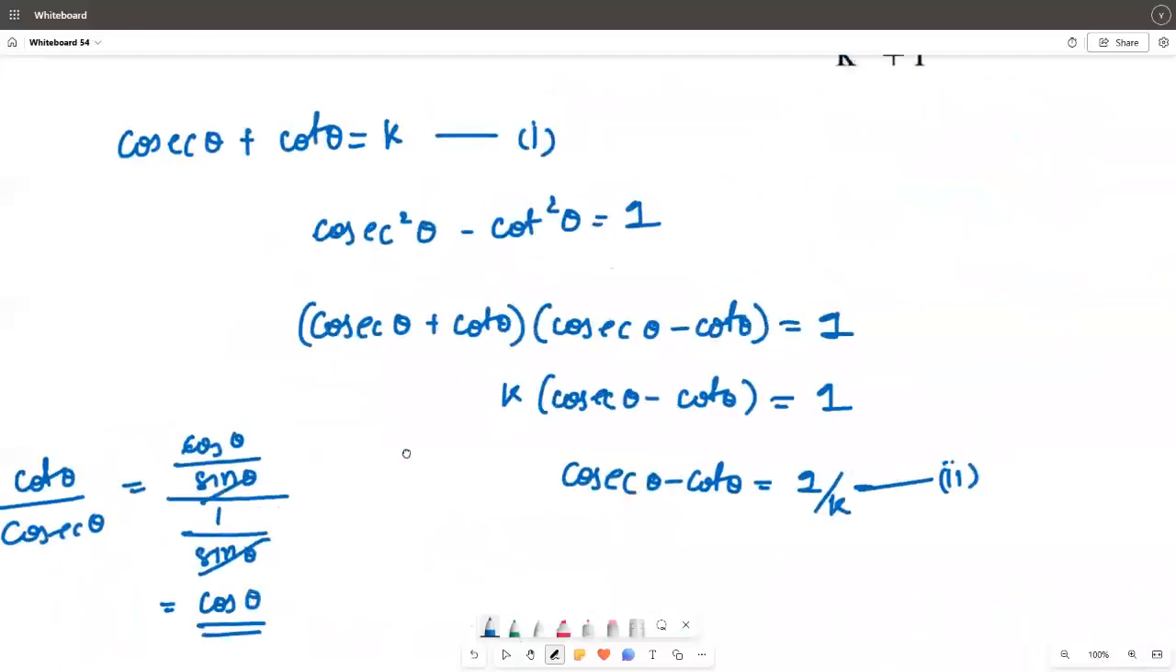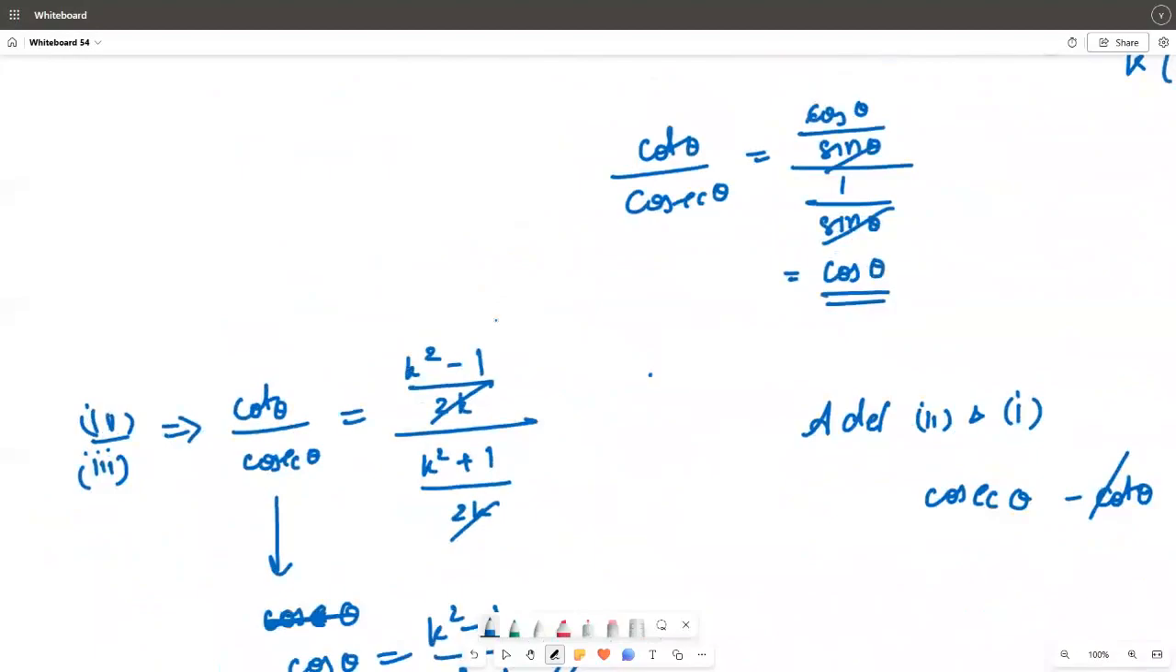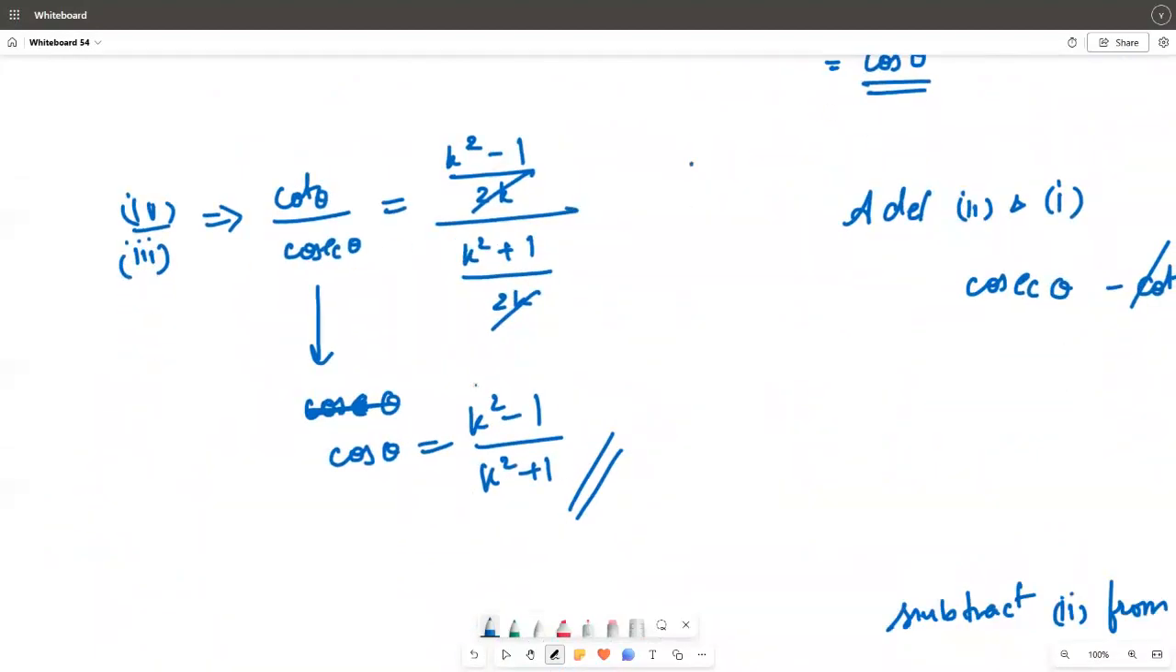That's it. We started with the property that cosecant square theta minus cot square theta equal to 1. We divided it into a plus b into a minus b and found the value of cosecant theta minus cot theta, which we got as 1 by k. To find cos theta, we need to divide cot theta by cosecant theta. So I found the values of cot and cosecant separately using the two equations we have. If we add both the equations, we get the value of cosecant theta, and if we subtract the equations, we get the value of cot theta. After dividing equation 3 and 4, we got the value of cos theta.